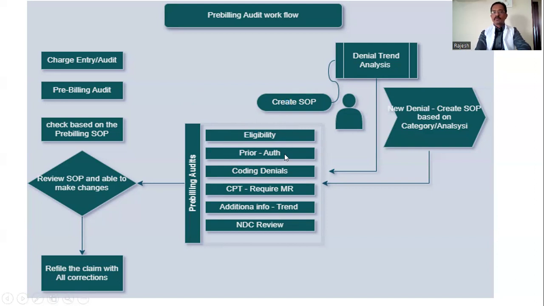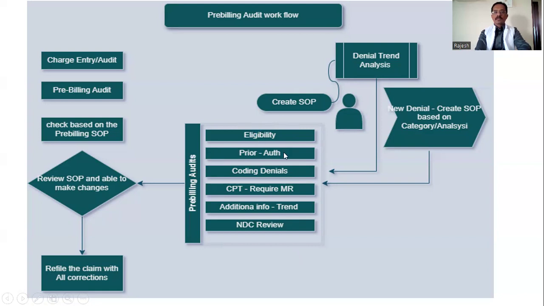Before you bill any claim, you know which CPTs definitely need authorization. Check whether the authorization is attached to the claim and how we are going to take it forward. If authorization is not there, escalate it to your authorization team, so at least you will have a chance to create a retro authorization. The same way with coding denials, right? I don't want to go in depth on all. This is a method by which we can create an SOP.